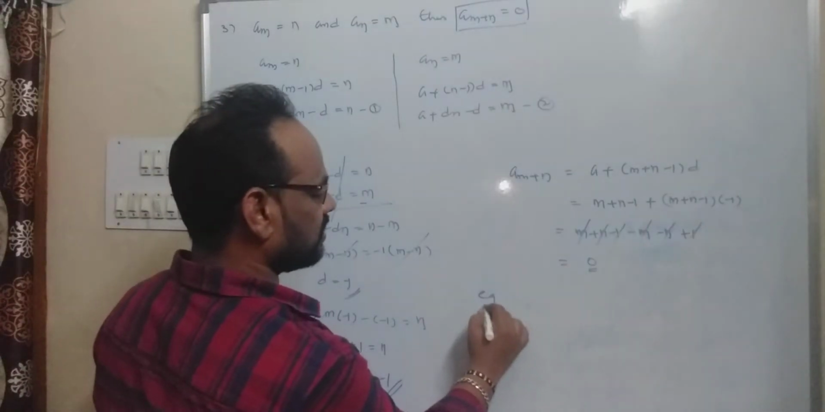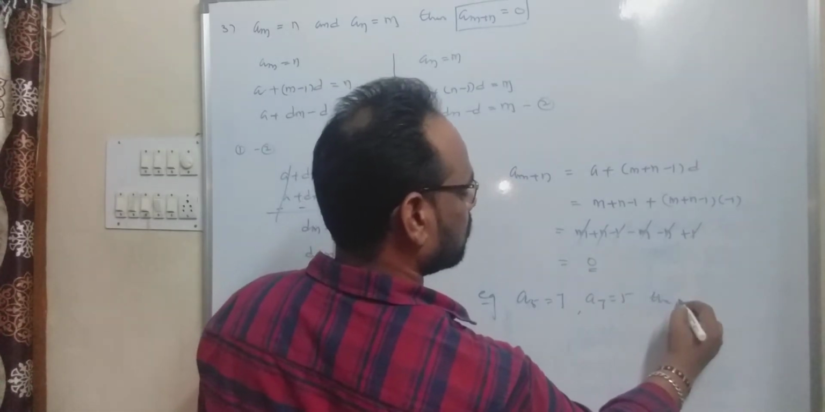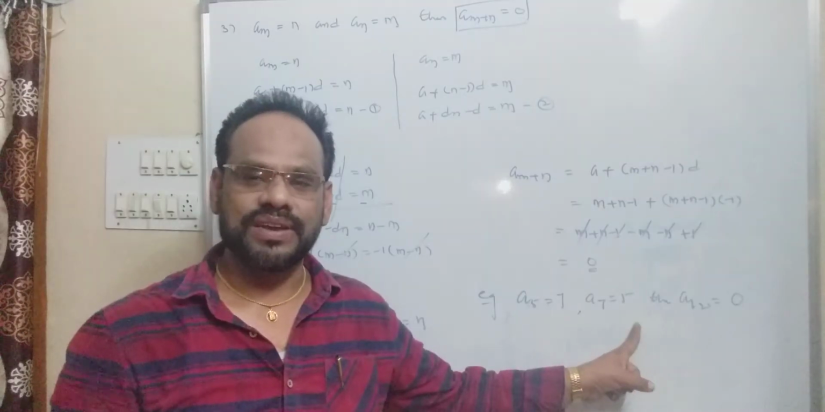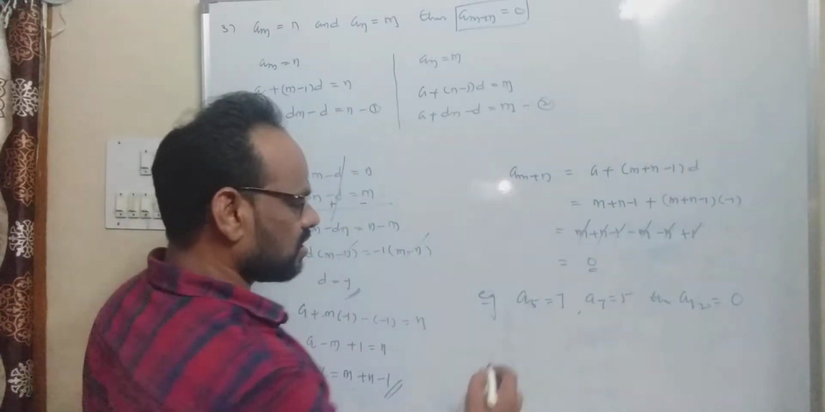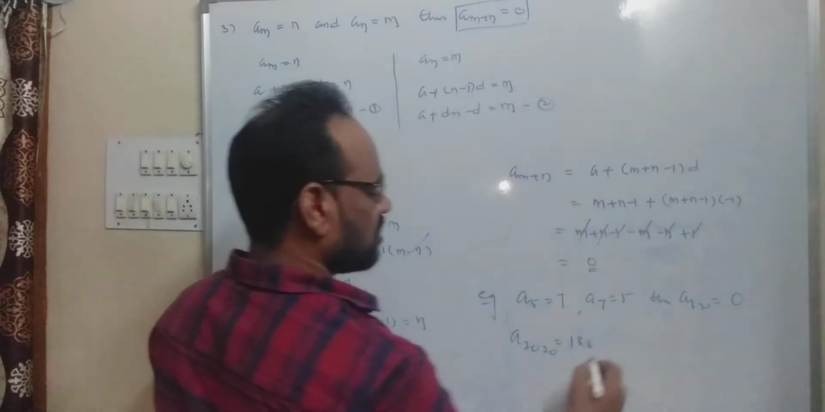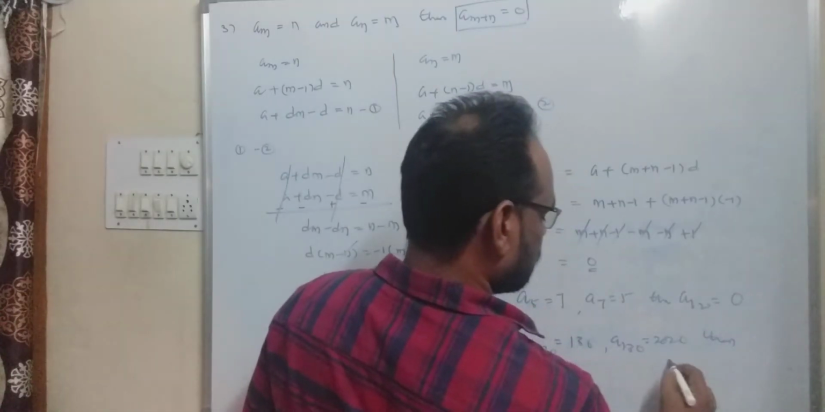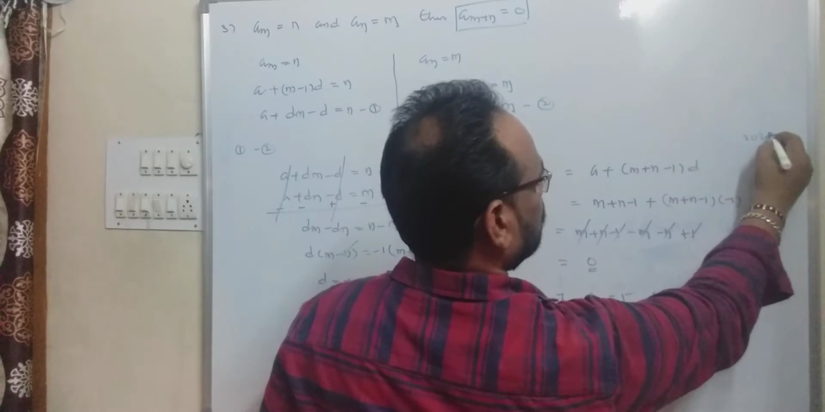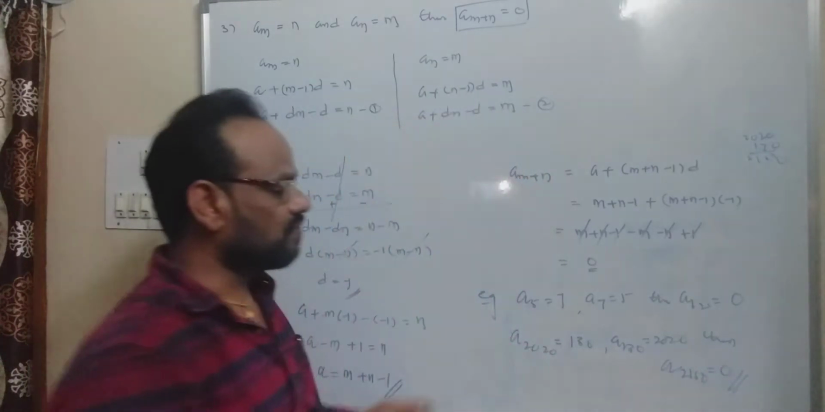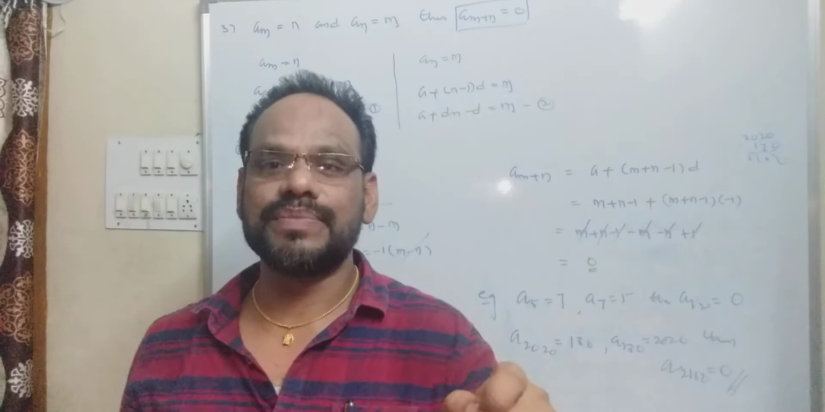For example, if the fifth term is 7 and the seventh term is 5, then the 12th term is always 0. Or, if the 2020th term is 130 and the 130th term is 2020, then the (2020 plus 130)th term, that is the 2150th term, is always 0. Very important property: if the mth term of an arithmetic progression is n and its nth term is m, then the (m plus n)th term is always 0.